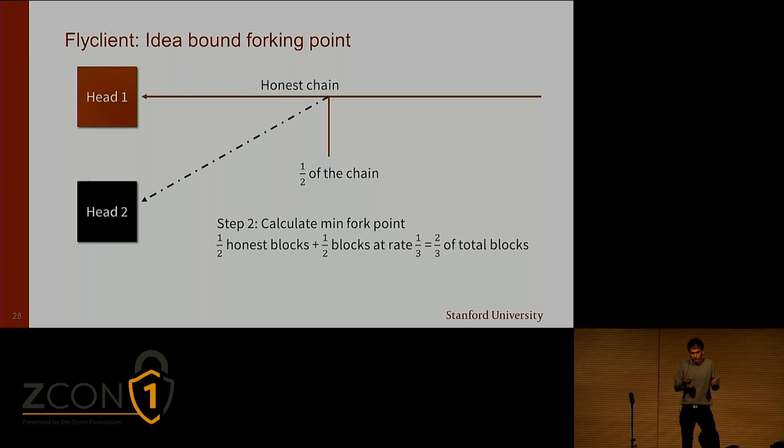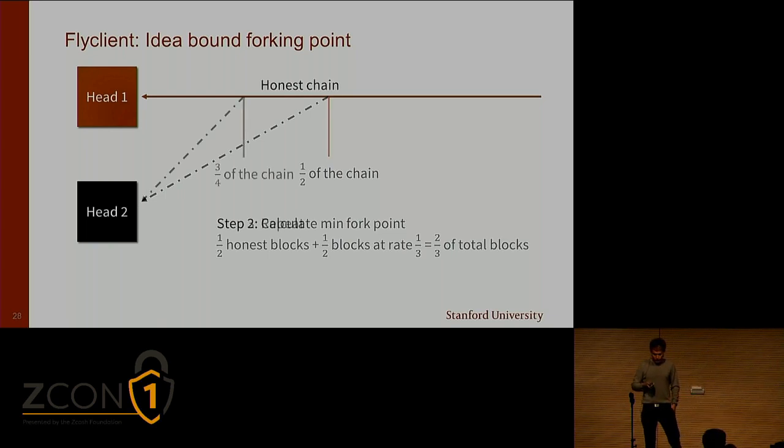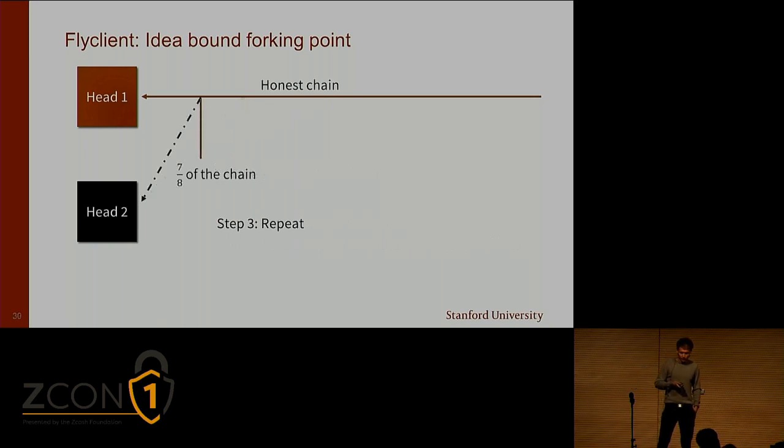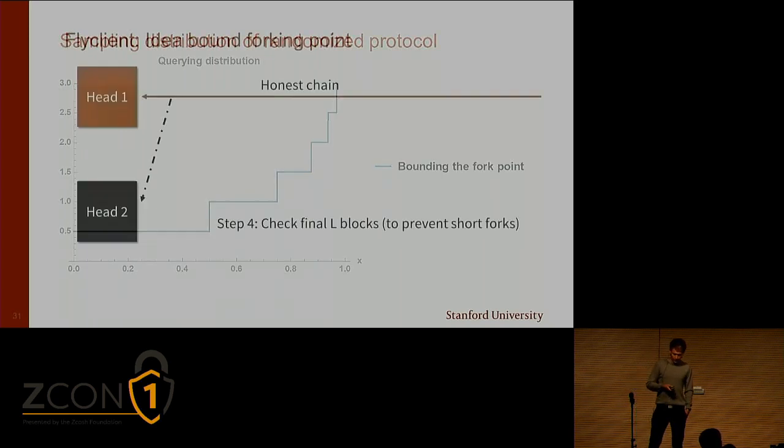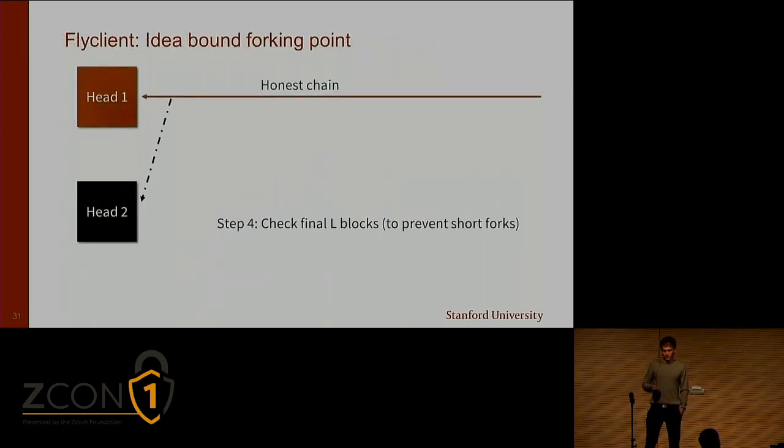If he cheated, either he's honest or not, then he cheated. But if he cheated, then he must have forked pretty late. So then I can just repeat this protocol and basically force him to fork later and later. And then the final step is just checking the last L blocks to prevent short forks, which is a good idea anyway, because otherwise the adversary can get lucky. So this is basically one of the core ideas of the protocol: I bound the fork point to be later and later.